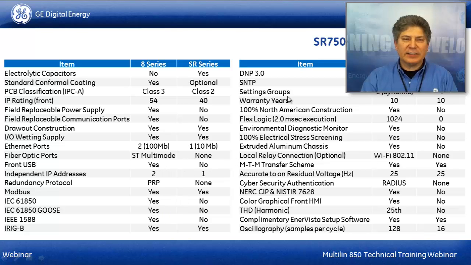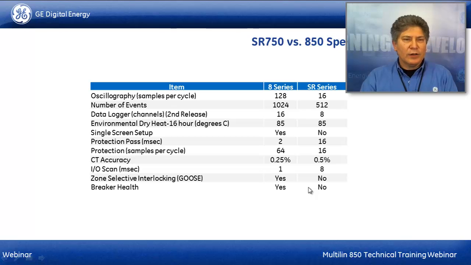We have 6 settings groups. We have the Wi-Fi communications, NERC compliance, total harmonics, greater sampling for the oscillography. So there's some great features that are designed into the 850. We have higher sampling rates for the oscillography, as I mentioned before. Number of events are improved as well. Better accuracy on the protection, and the CT accuracy is improved as well. So these type of features have greatly improved the features of the 850 over the 750.